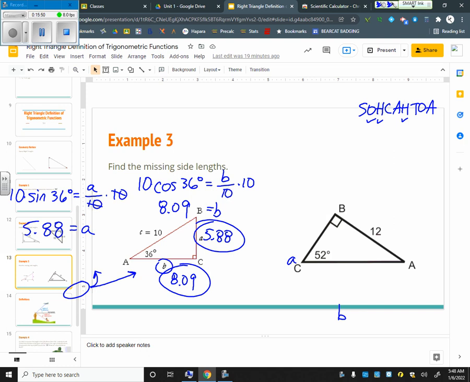And like I said, if I would have set this up and done 5.88 squared plus b squared is equal to 10 squared and solved this all the way down for b, I still would have gotten the same answer for this one. Okay, so whichever way you feel more comfortable with.